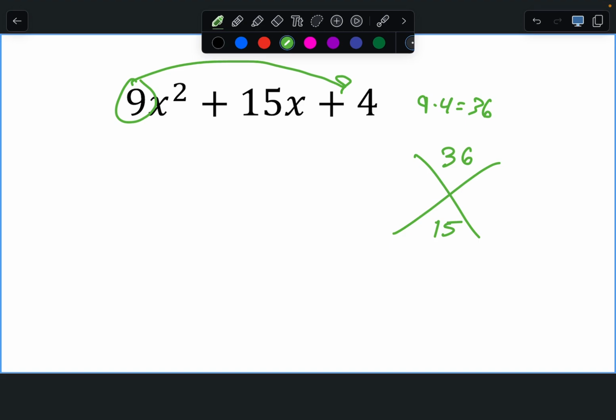Let's see. I'd say like 5 and 10. What do you got? Look at your gold sheet. What are factors of 36? 12 and 3. Beautiful. Okay, 12 and 3. So keep my first part, my 9x squared. Keep my last part, which is positive 4. And now I split my middle, which consists of positive 12x and positive 3x.